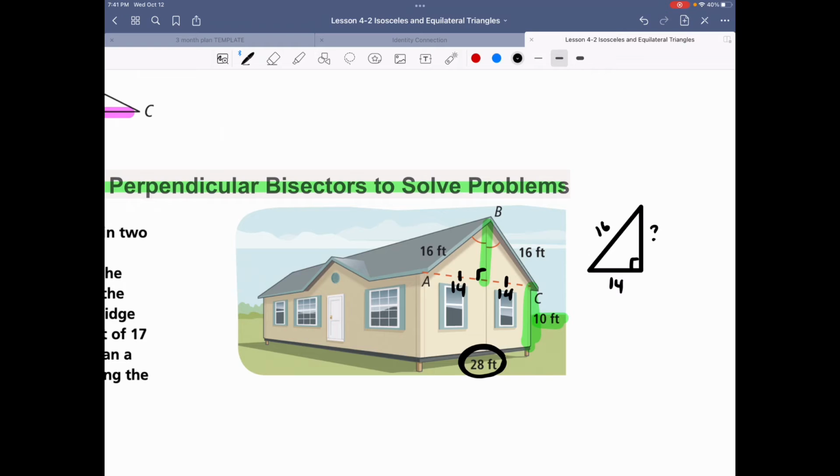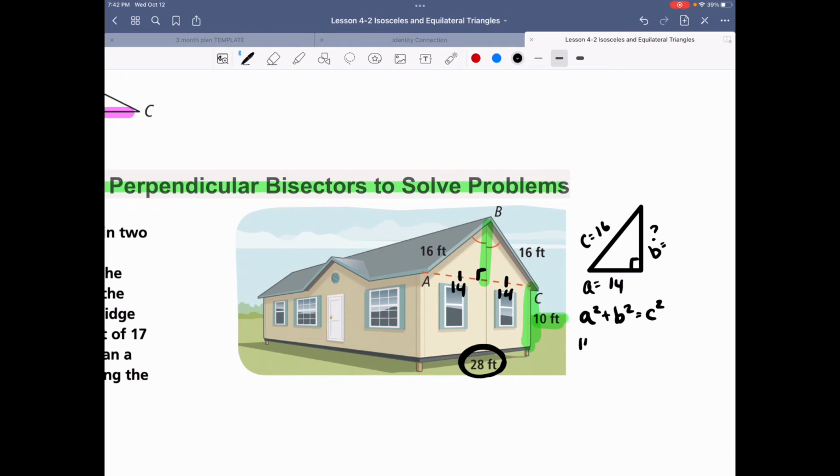This is side A, so A equals 14. The side B we don't know, and the side C is 16. Does anyone remember the Pythagorean theorem? If you were thinking A squared plus B squared equals C squared, awesome on you. We have to solve for side B. So let's plug in our numbers.